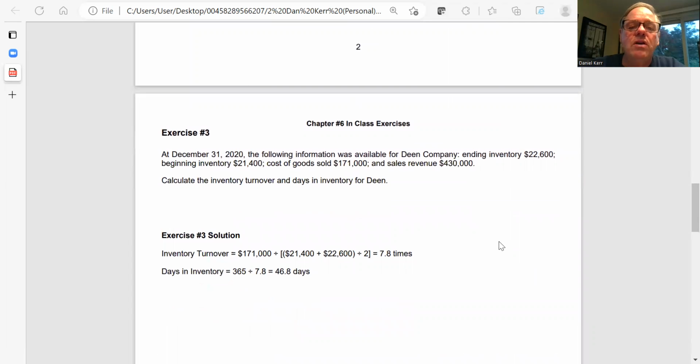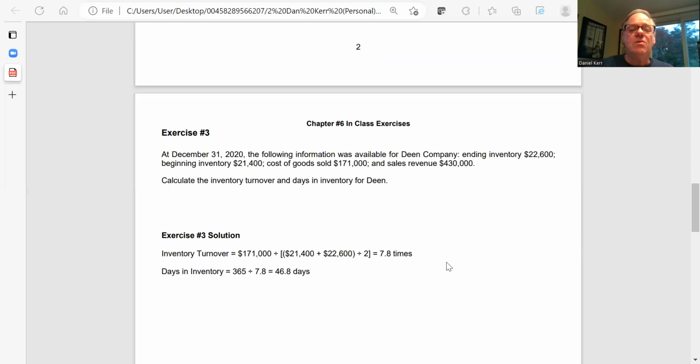Third one, here we're looking at some financial ratios having to do with inventory, and they've asked us to do two things. Get the inventory turnover, and the inventory turnover is cost of goods sold, which is given at 170,000, divided by the average inventory. So we had ending inventory of 22.6 and beginning inventory of 21.4. Get the average of those two, so 171,000 divided by the average of these two gives you 7.8.